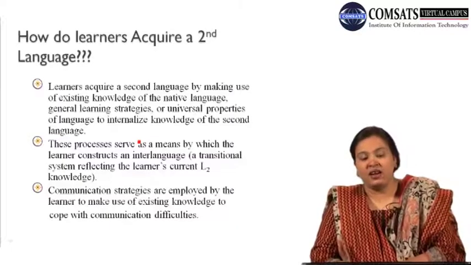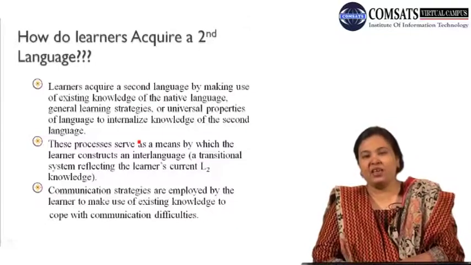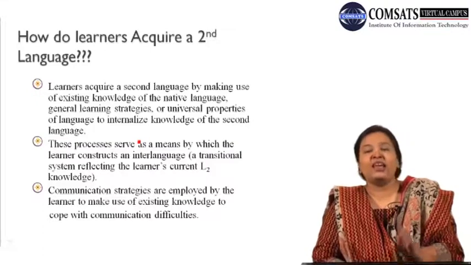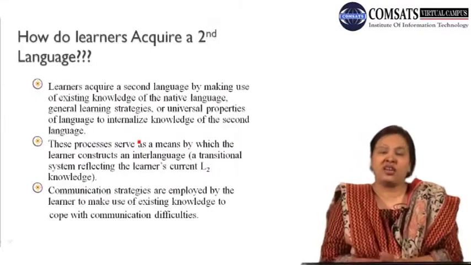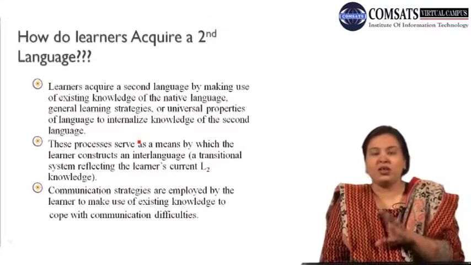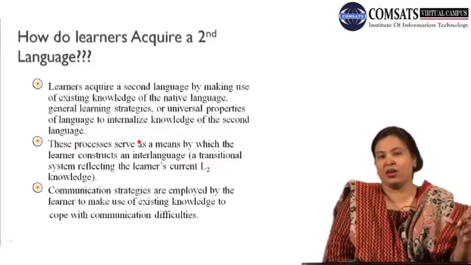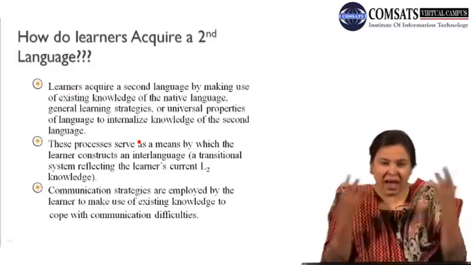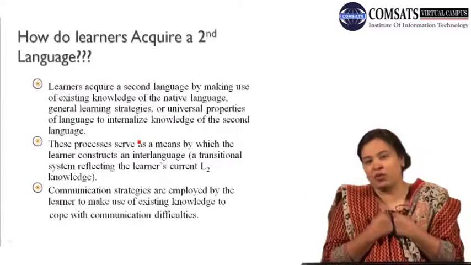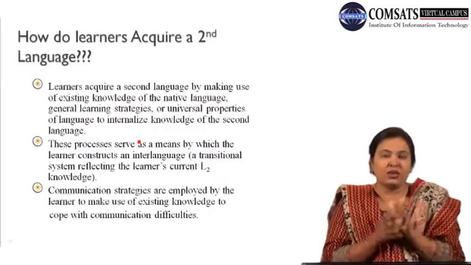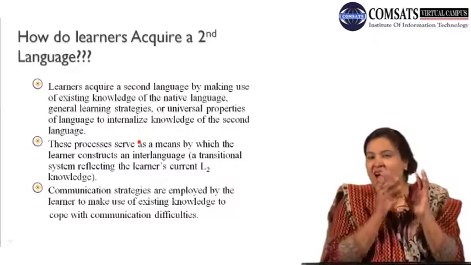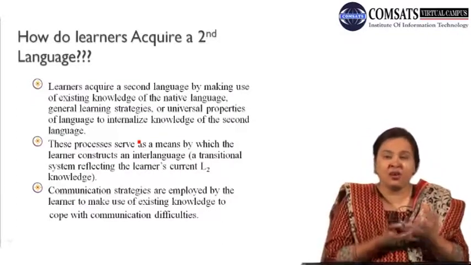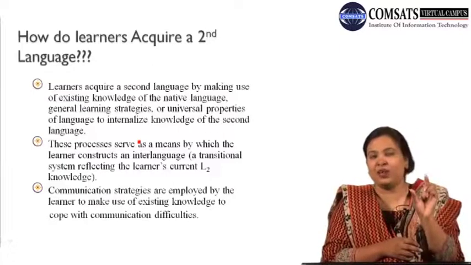The first thing is that learners acquire a second language by making use of existing knowledge of the native language. When children are exposed to their native language, they do not have prior knowledge of any language before that. They are, you can say, blank tablets, and they acquire the first language. But when they are going to learn the second language, they are not blank. They already have something in their minds: the patterns, the formulas, the structures, the vocabulary of the first language already there.